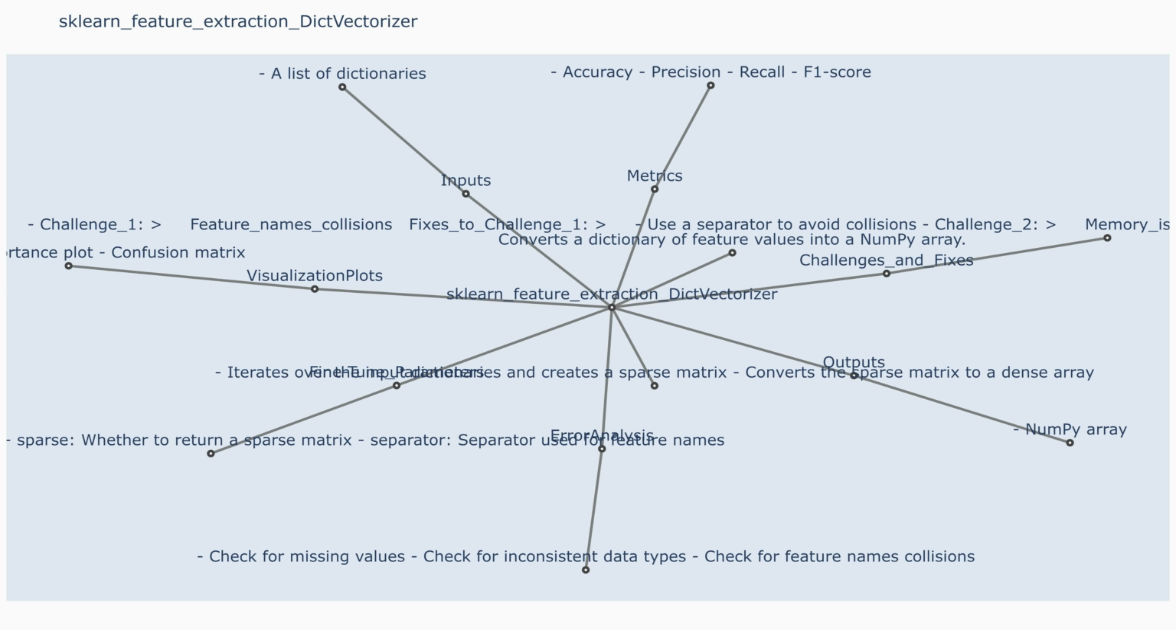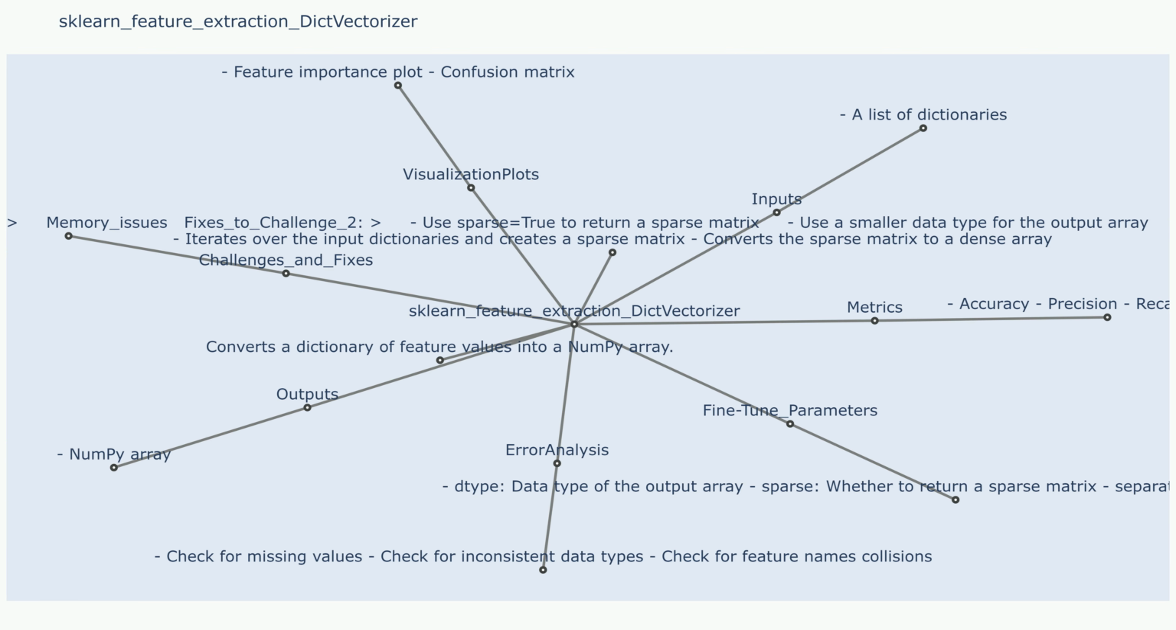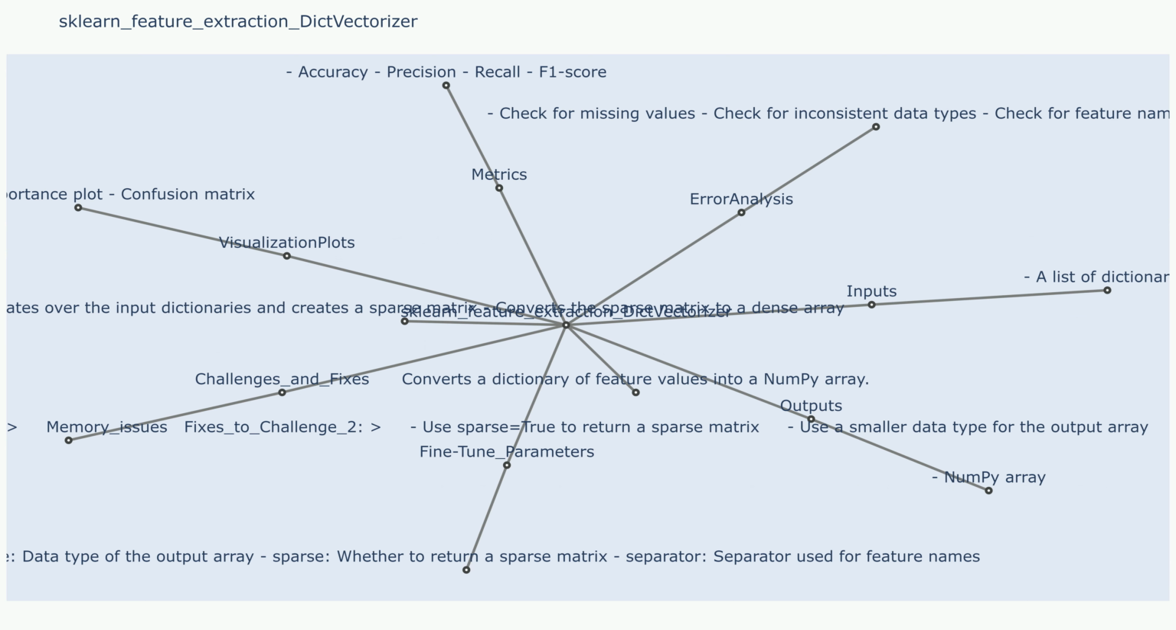sklearn. Feature extraction. DictVectorizer. Description. The DictVectorizer class in scikit-learn is a transformer that converts a list of dictionaries into a sparse matrix. It is used for representing categorical features as numeric values, which is necessary for many machine learning algorithms.